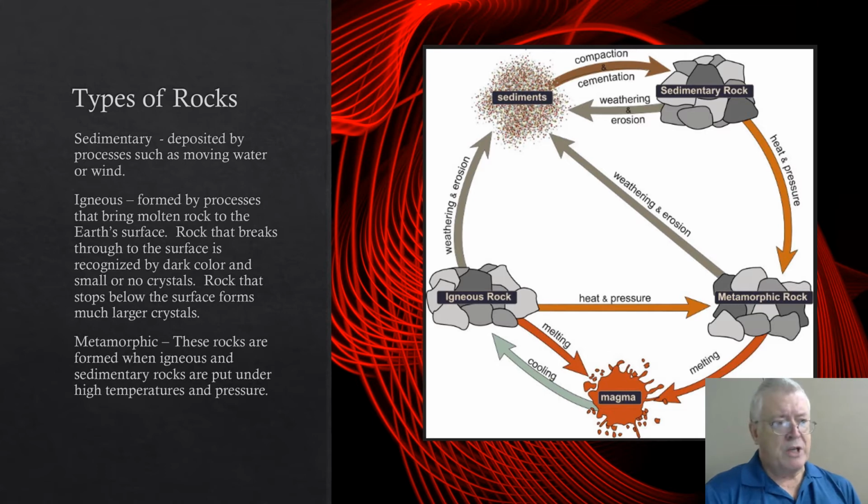So we're talking about geology, and everybody knows geology means rocks. Here are the major types of rocks. First one is sedimentary. There are sediments deposited. You can see in this diagram, sediments are deposited by processes such as moving water or wind, and these sediments become solid and become rocks.